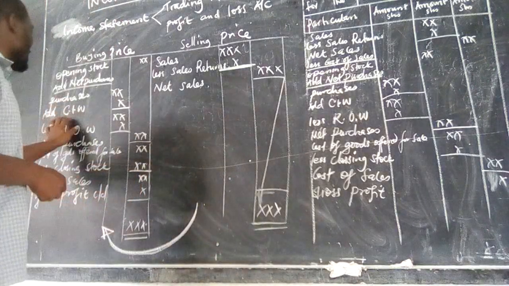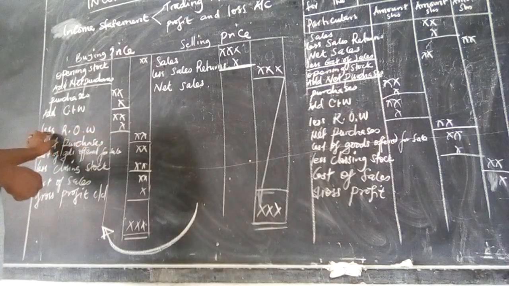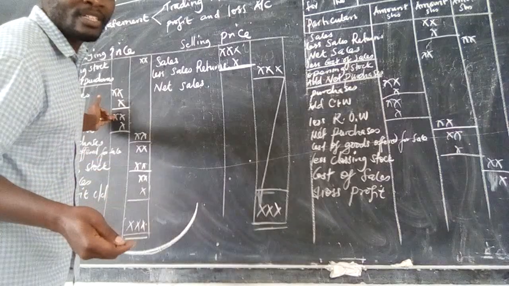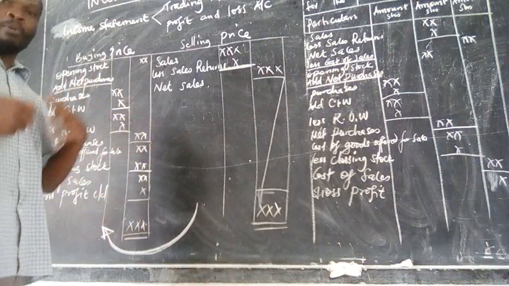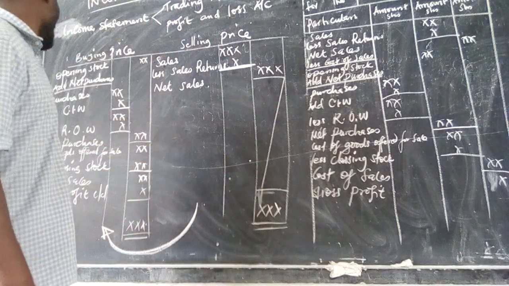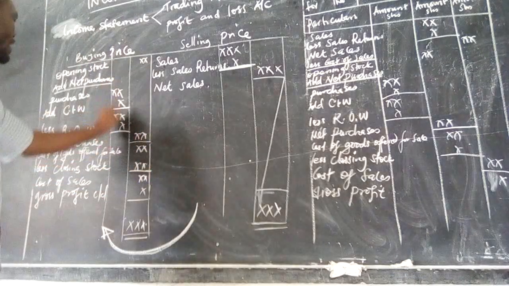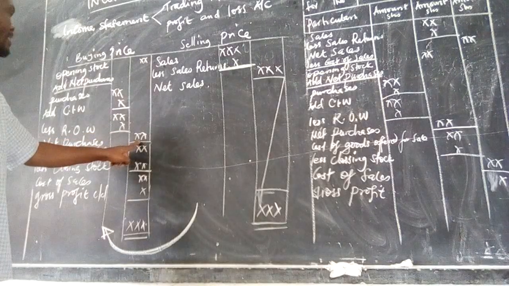So purchases, add carriage inwards. Then from the value that you get, you can subtract the return outwards, in case you bought goods and then you return them back to the wholesaler or to the producer. The amount of money that you get is what we call the net purchases.